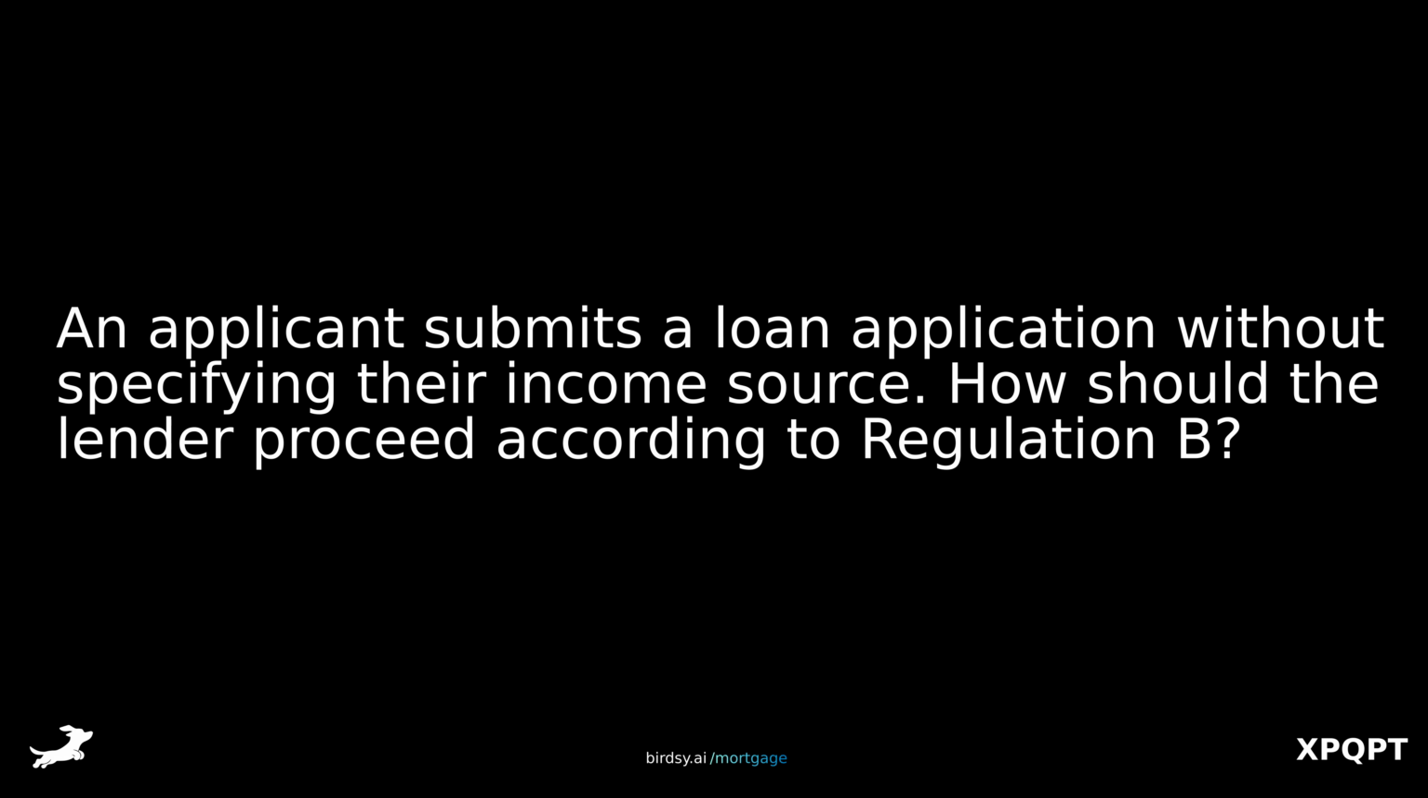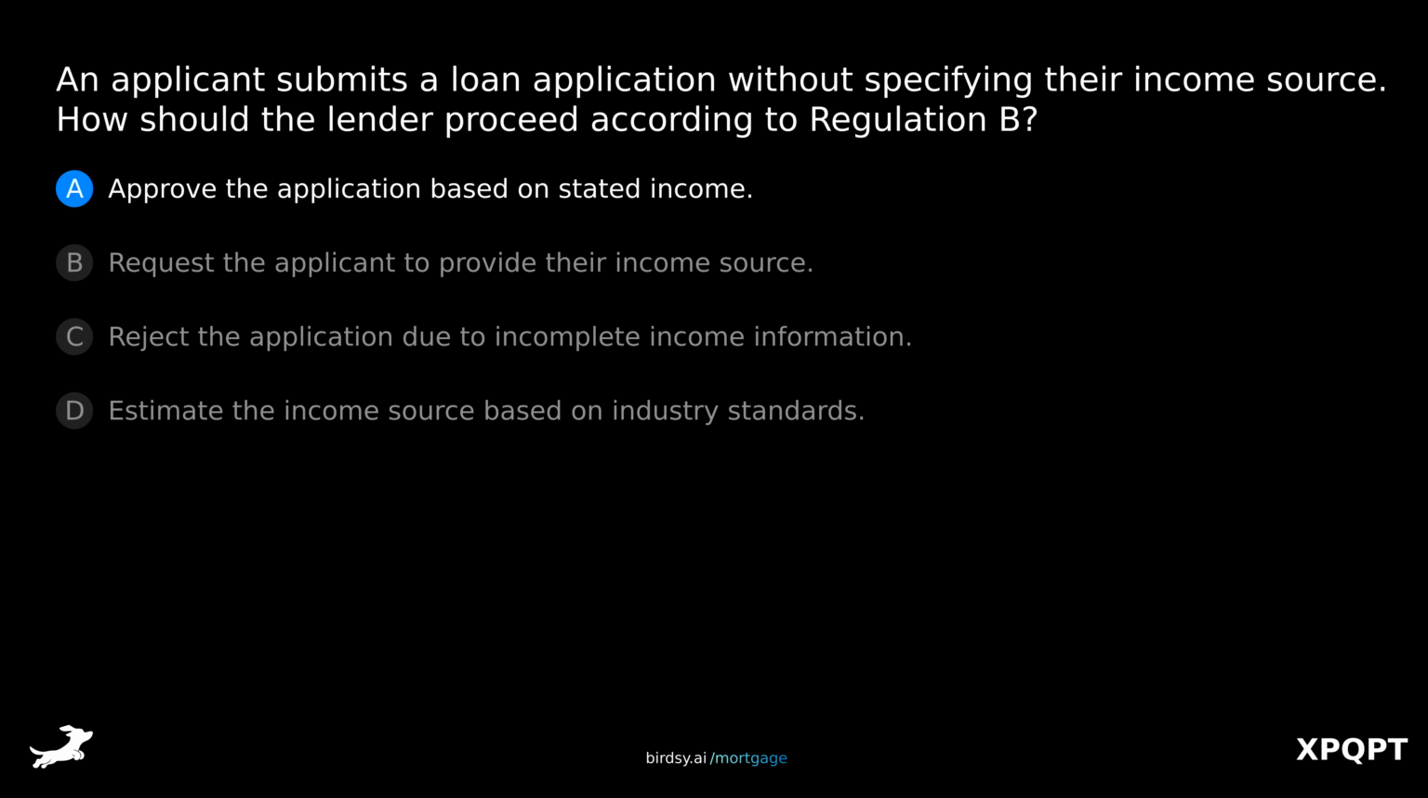An applicant submits a loan application without specifying their income source. How should the lender proceed according to Regulation B? Is it A, approve the application based on stated income? B, request the applicant to provide their income source? C, reject the application due to incomplete income information? Or D, estimate the income source based on industry standards?